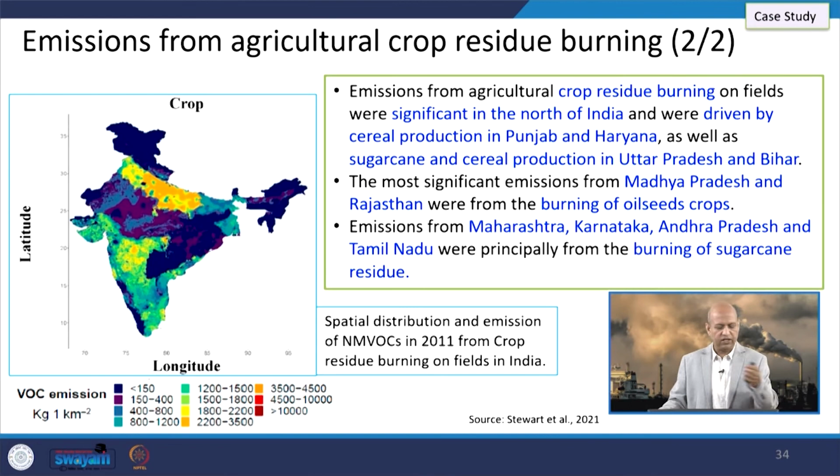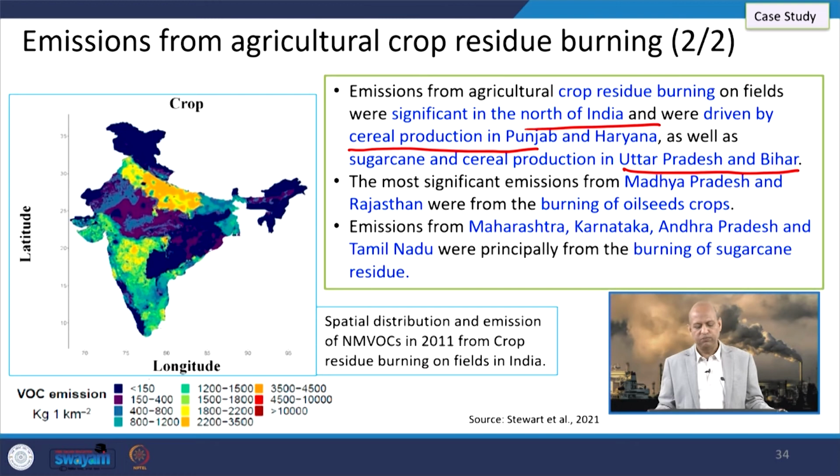If you see entire India, you can see the emissions from agriculture crop residue burning on fields were significant in the northern part of India. These were cereal production related states like Punjab and Haryana, and the sugar cane and cereal production in Uttar Pradesh and Bihar. The most significant emissions from Madhya Pradesh and Rajasthan were from the burning of oil seed related crops like mustard. Emissions from Maharashtra, Karnataka, Andhra Pradesh and Tamil Nadu were primarily from the burning of sugar cane related residues. So, these are area related specific characteristics.